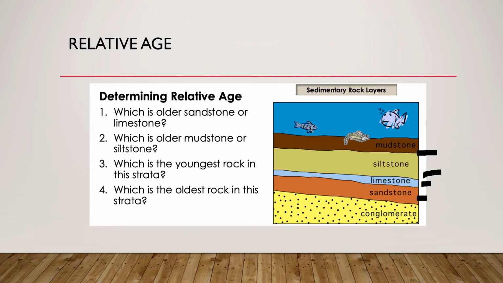Next, number 3. Which is the youngest rock in the strata? Which one is the youngest? Let's see, the youngest is the upper part, the mudstone. Next, which is the oldest rock in the strata? So, the oldest, we have the conglomerate, because by the law of superposition, conglomerates are found below, and the law of superposition tells us older rocks are found below.